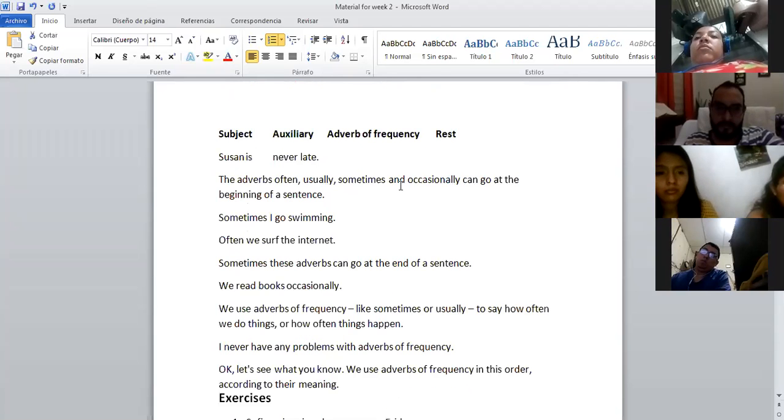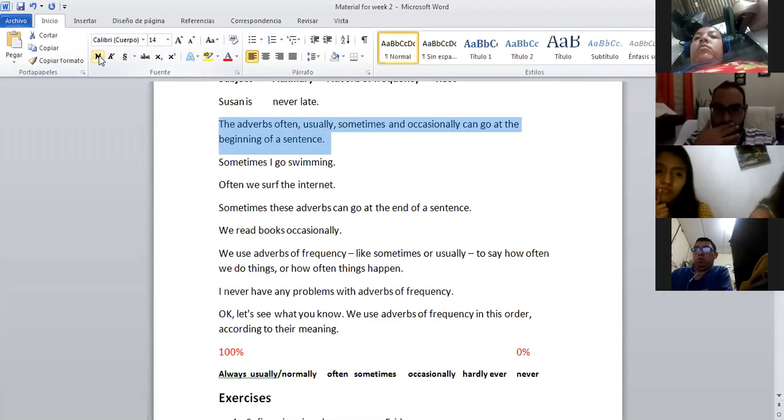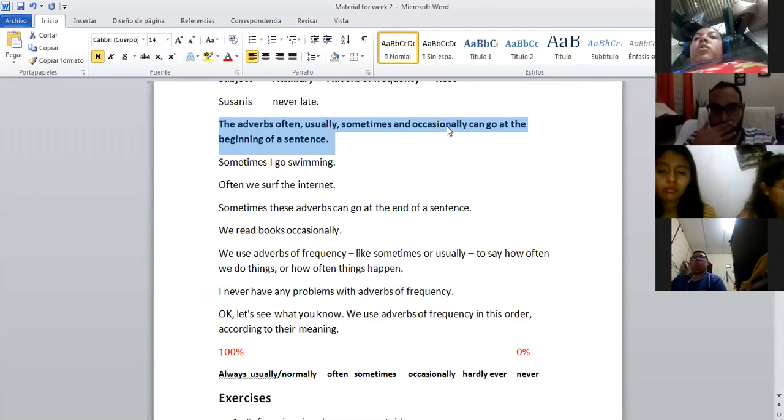Now it says right here, the adverbs often, usually, sometimes, and occasionally can go at the beginning of the sentence. Can you see here? Sometimes I go swimming. Often we surf the internet.